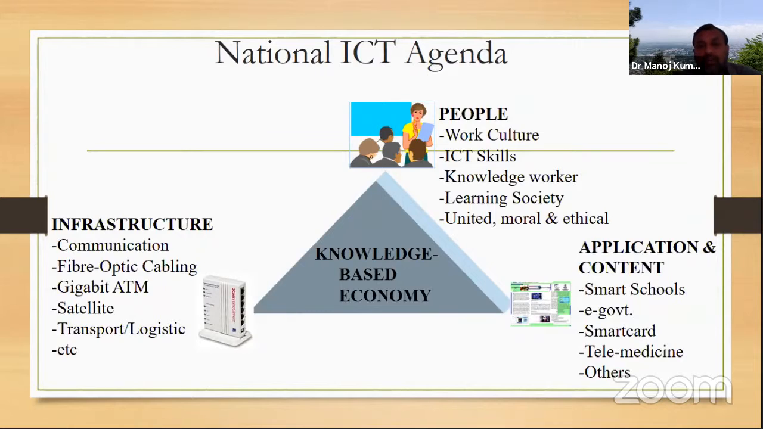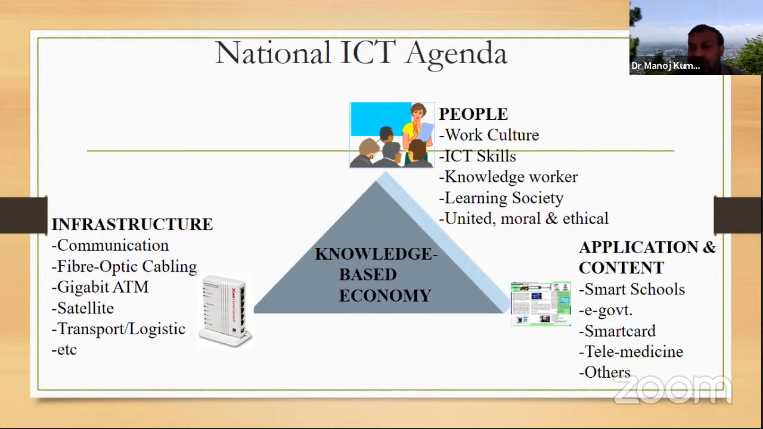So what is the knowledge-based economy? Knowledge-based economy sits around infrastructure and application content. So we have to give the proper infrastructure related to communication by giving the fiber optic cabling system, or the gigabit ATM, or the satellite. These are the various good infrastructure for communication availability, and with good application content, that is smart schools, e-government, smart card, telemedicine. These are the different applications, and using that infrastructure and those applications, people feel bound with all the knowledge, and it feels like it is helping in building a great work culture.